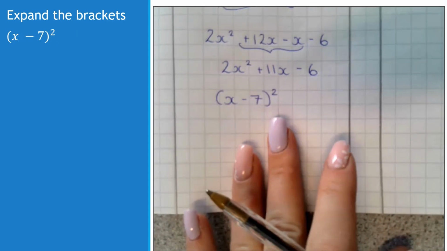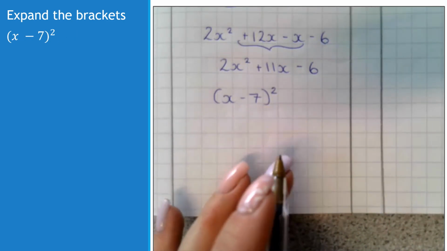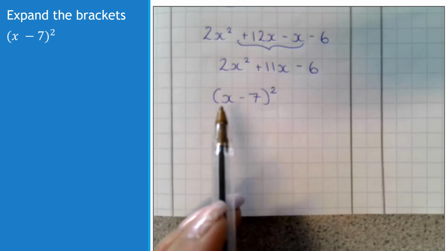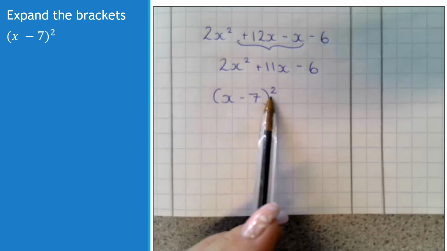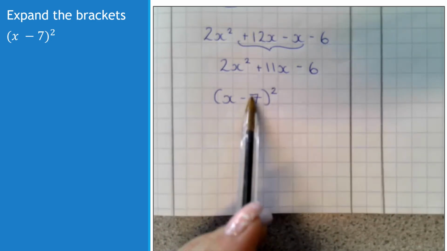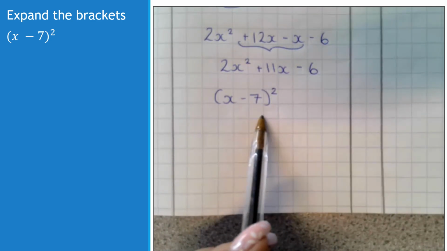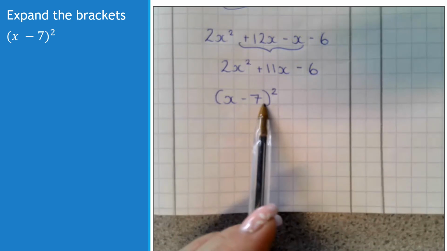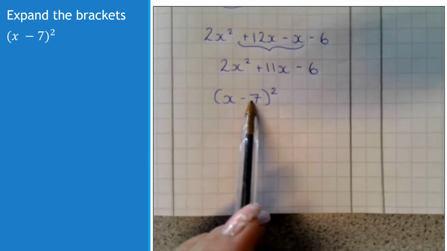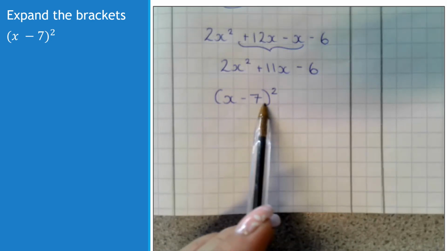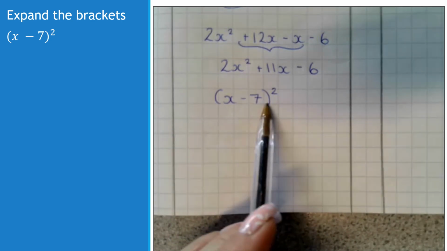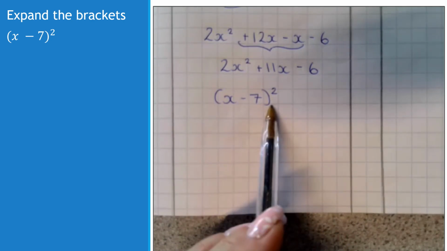For this example question, a lot of people end up with an answer of x squared minus or plus 49. Although that has come from doing x squared and then 7 squared, some people put plus 49 because -7 multiplied by -7 is 49. Some people put the minus sign because there's a minus sign there. But what you've got to remember is this means x minus 7 all squared. So x minus 7 multiplied by x minus 7 again.